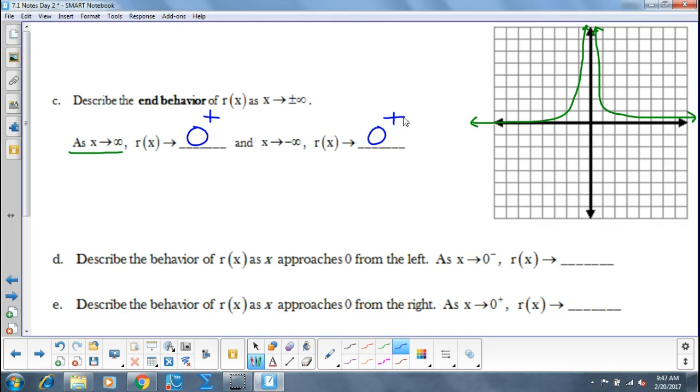Describe the behavior of R of x as x approaches 0 from the left. So as x approaches 0 from the left, what happens to our function? It goes to positive infinity. From the right now, as x approaches 0 from the right, what happens to our function? Goes to positive infinity.